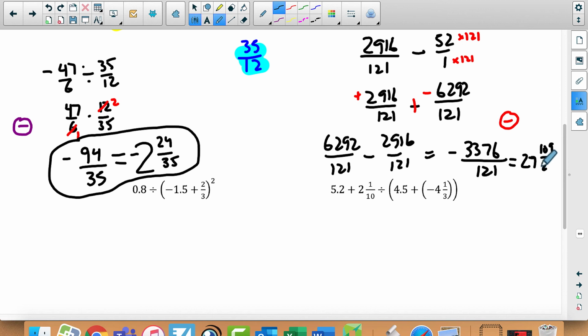But come on, why would you do that? You would just leave it improper, wouldn't you? Oh, and make it negative. So that's it.